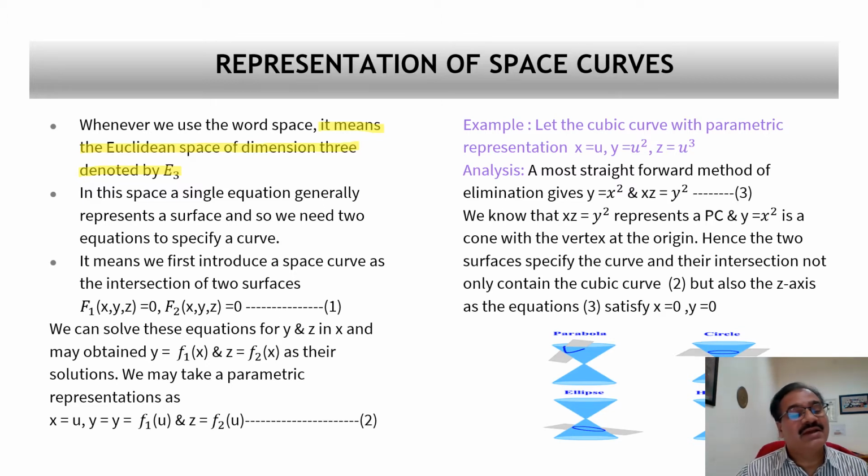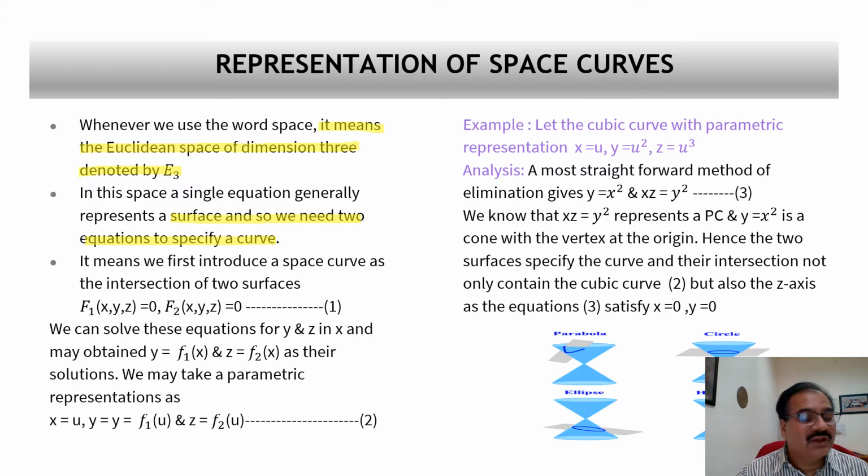Whenever we say space, or when we talk about space in DG, it means the Euclidean space of dimension 3 denoted by E3, and you know this. In this space, a single equation generally represents a surface, and so we need two equations to specify a curve. It means we first introduce a space curve as the intersection of two surfaces.